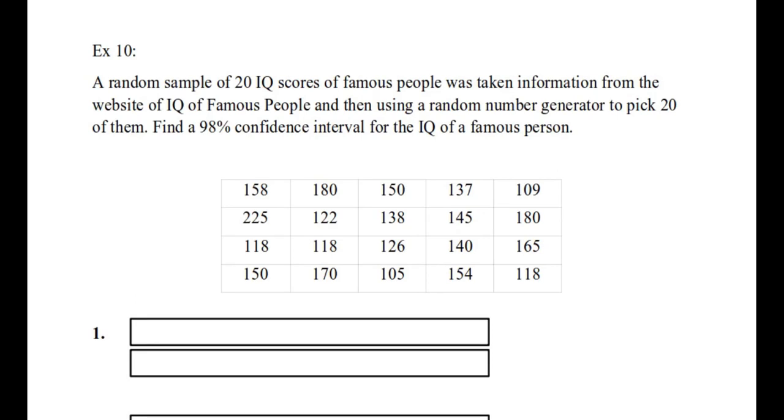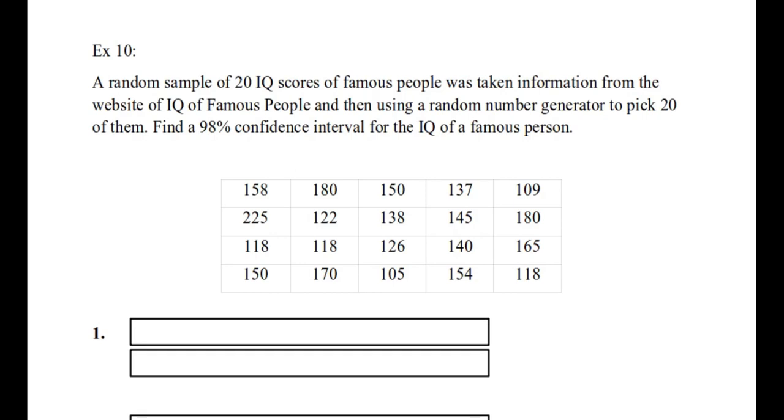Okay, so let's look at an example, and we return to 20 IQ scores of famous people. It says a random sample of 20 IQ scores of famous people was taken, information from the website of IQ of famous people, and then using a random number generator, so I'm thinking this was a simple random sample, to pick 20 of them. Find a 98% confidence interval for the IQ of a famous person.